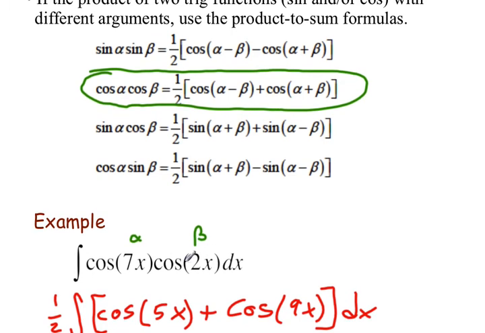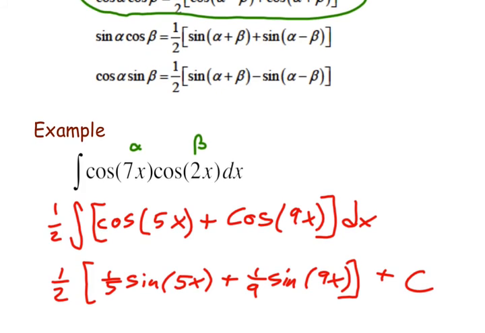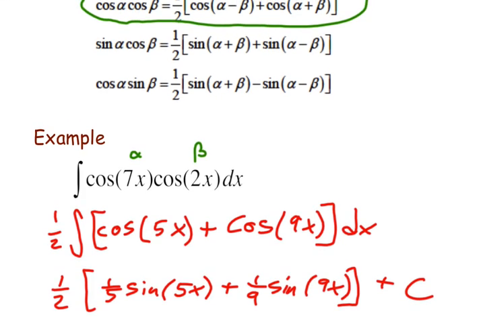Certainly if you have, rather than cosine times cosine, sine times sine, you'd use the top one. If you had a sine and a cosine, you'd use this one. So these are really simple to convert as long as you know which formulas to look up and to use. So have fun with those.